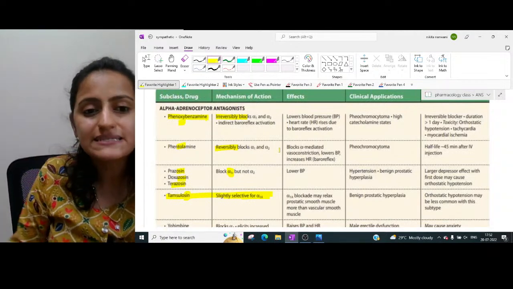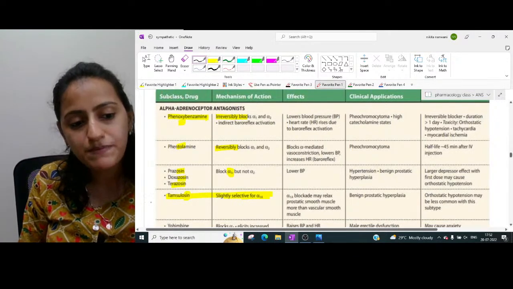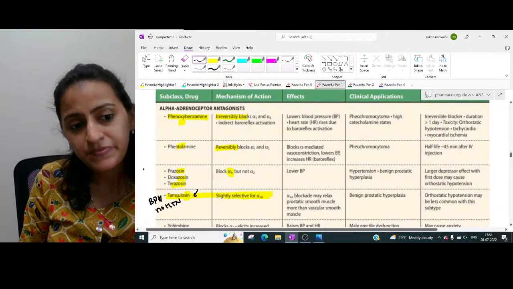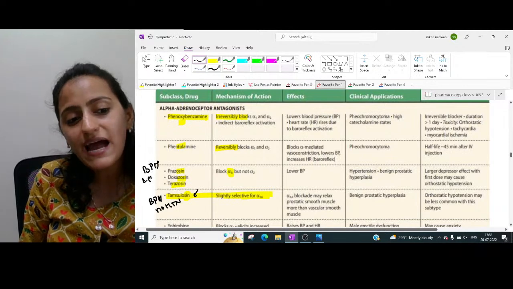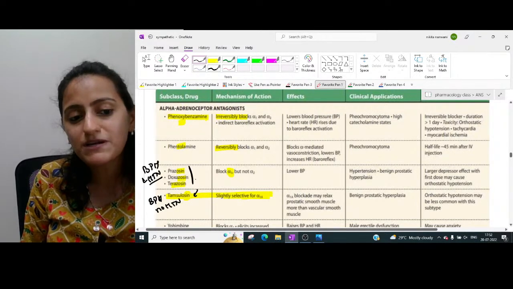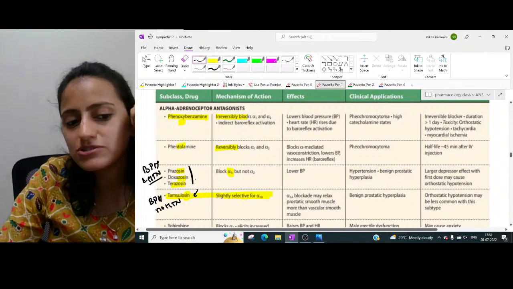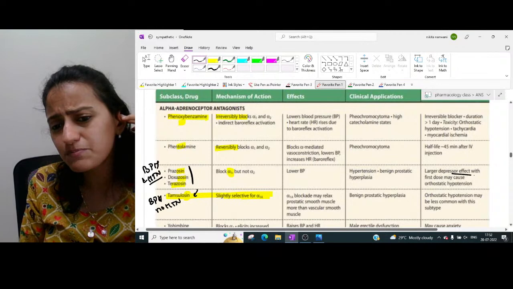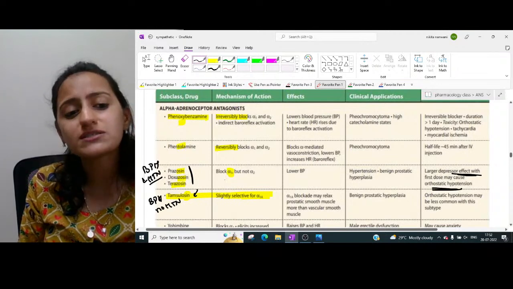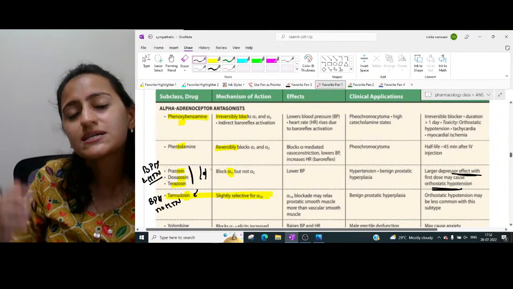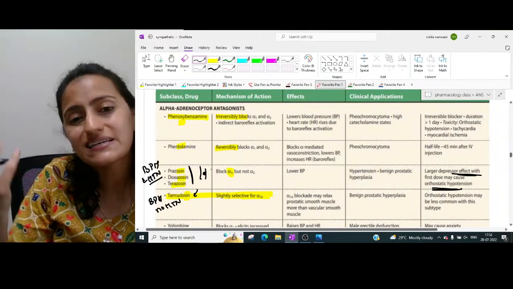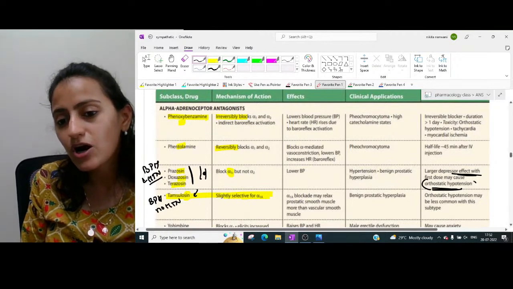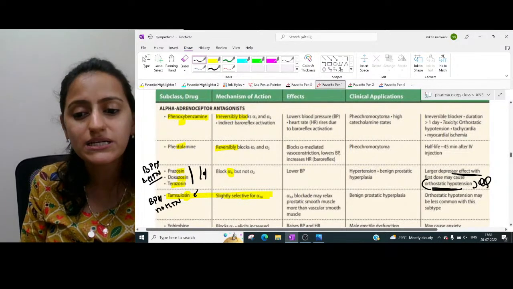So if you have a patient who has BPH and there is no hypertension, we will give tamsulosin. If you have a patient with BPH and hypertension, you want to decrease the blood pressure also, then we will give prazosin, doxazosin or terazosin. Remember, very, very important questions. These drugs block the alpha 1 receptors, so they do not allow the blood pressure to increase when the patient stands. So there is orthostatic hypotension. Orthostatic hypotension, very, very important.